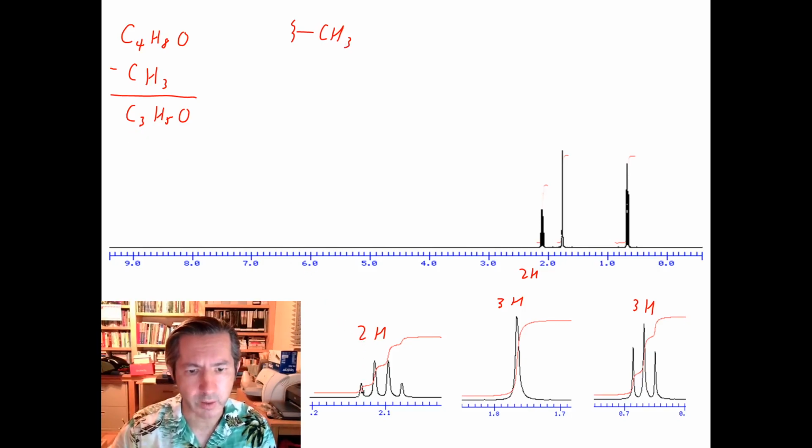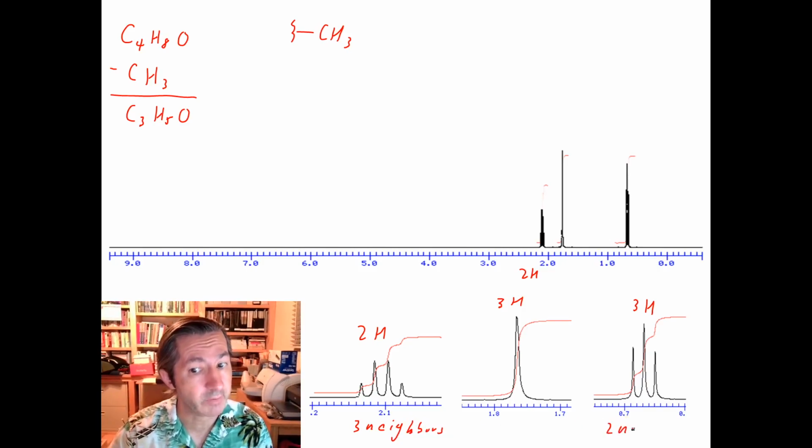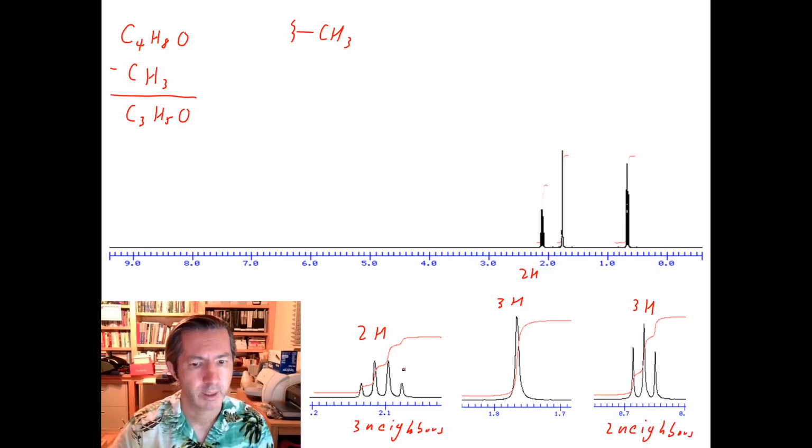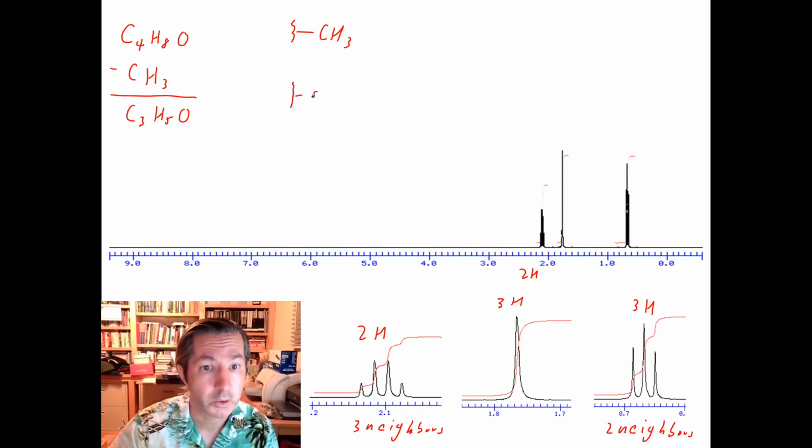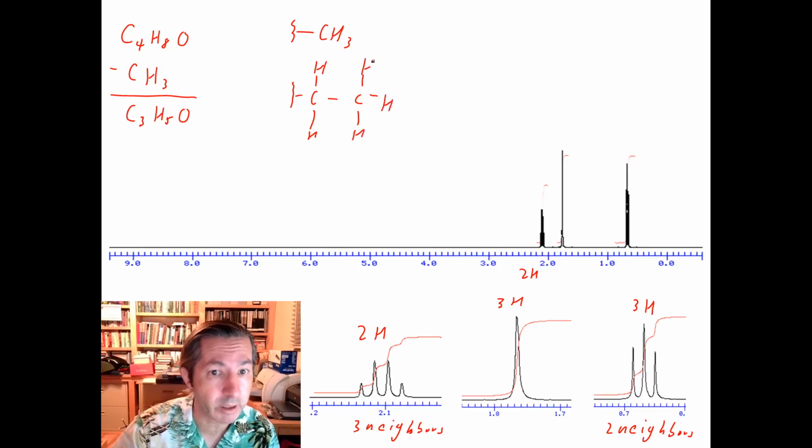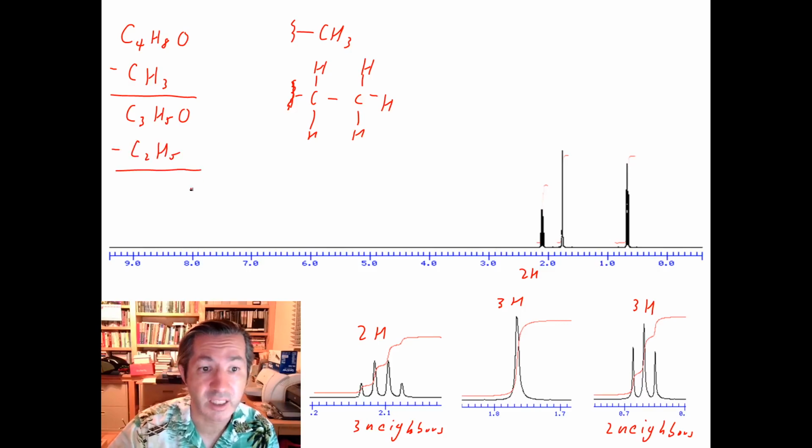And let's take a look at this. We have a quartet. If you have a quartet, you've got to have 3 neighbors. If you have a triplet, you have to have 2 neighbors. Remember, it's number of neighbors plus 1. The neighbors have to be neighbors. They got to be next to each other. So I'm going to put 2 neighbors next to 3 neighbors. This is the characteristic splitting pattern of an ethyl group, C2H5. So that's another piece of our puzzle.